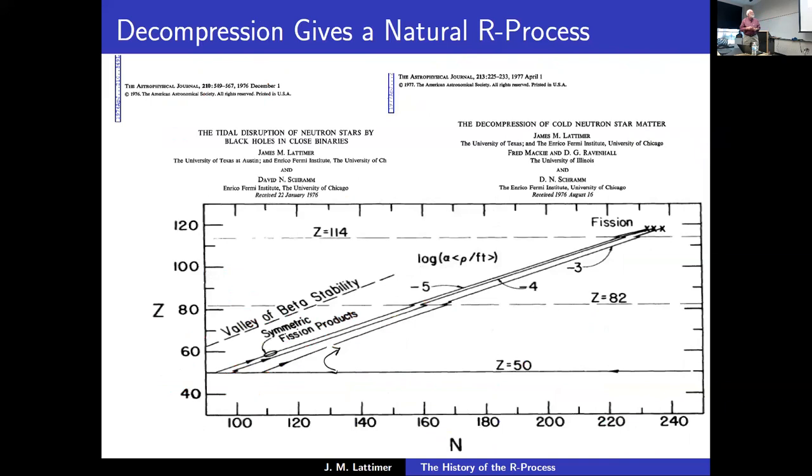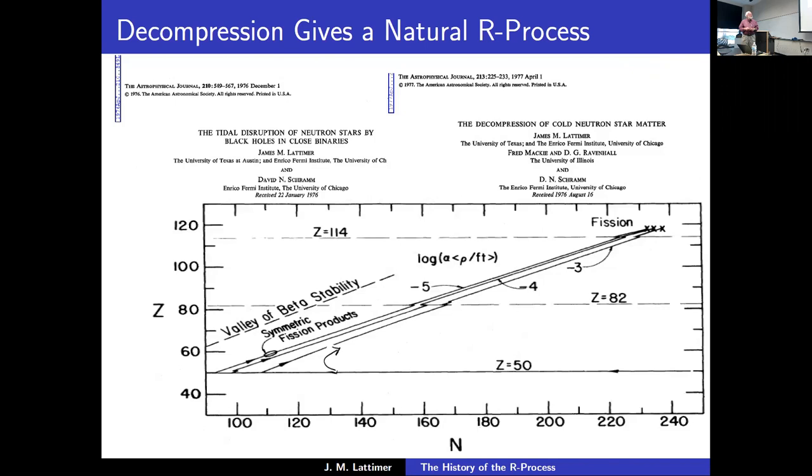So decompression gives a natural R process. Here's a figure from the paper I wrote with Fred Mackey and Jeff Ravenhall together with Schramm, where basically you begin with matter in the interior of a neutron star above nuclear saturation density. It's a fluid, but as it decompresses and expands, there's not enough time for any beta decays to occur. And so when you fall below the saturation density, you get to the nuclear instability region where the pressure of uniform matter becomes negative. And so instead you form clusters or fragments, nuclear fragments, and the proton fraction will be connected with whatever shell physics would predict would be the magic number under those conditions, which we thought may be around 50, but could be 30 or something like that.